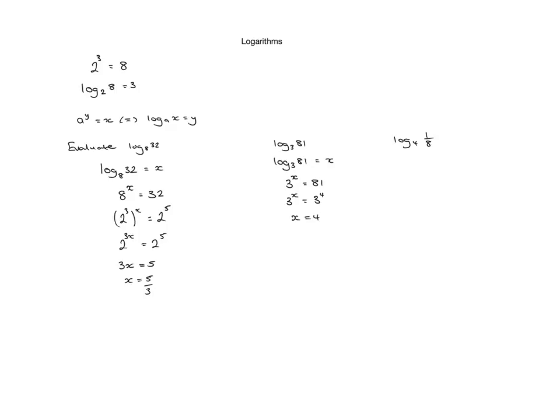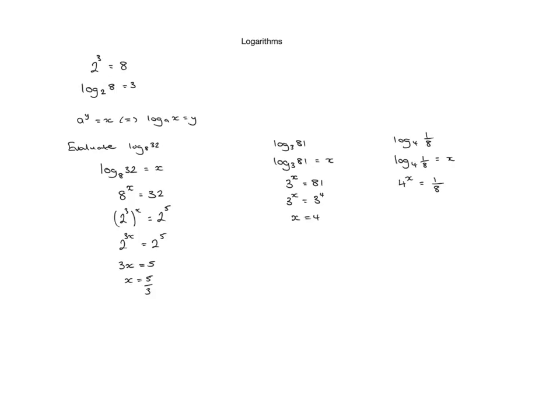So this time we have a fraction. Again, we're going to do exactly the same thing. We're trying to find out what is the index we're going to use to get from base 4 to the answer 1 over 8. So we set it up again. Log base 4 of 1 over 8 is equal to some index. So 4 to the power of something is equal to 1 over 8, and we can write that down: 4 to the power of x is equal to 1 over 8.